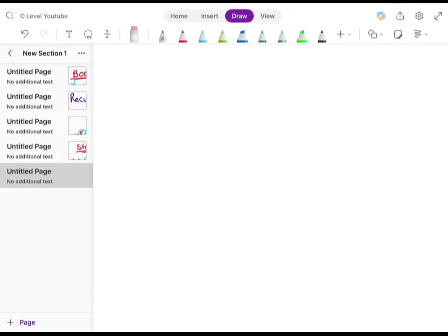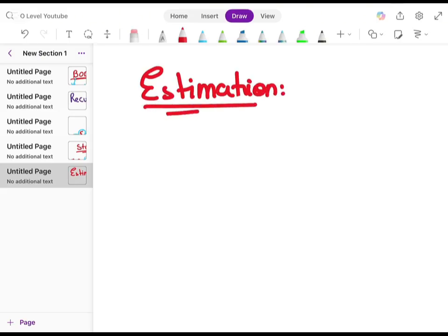So today's topic is estimation, and in estimation we will see what significant figures are and how to round off a value to a particular number of significant figures, and we will solve a past paper question as well. So, starting with significant figures.